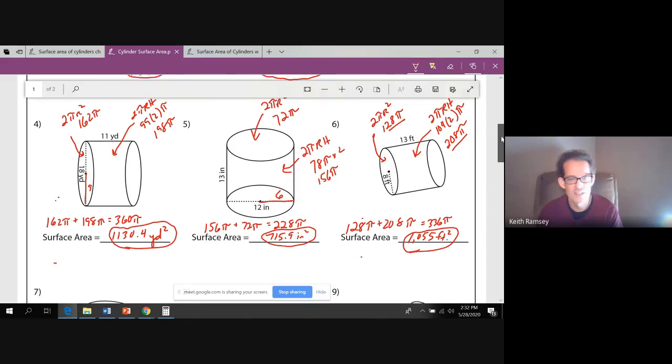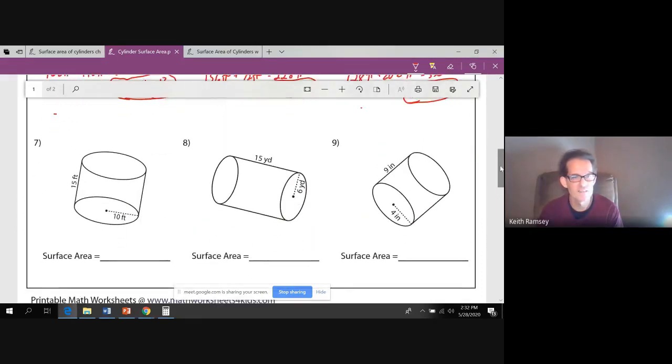Okay, let's scroll down here. Take a minute, look at 7, 8, and 9 on your own. It looks like they're giving you the radius for each of these. You don't have to cut any of those into half. And if you need any help, let me know.